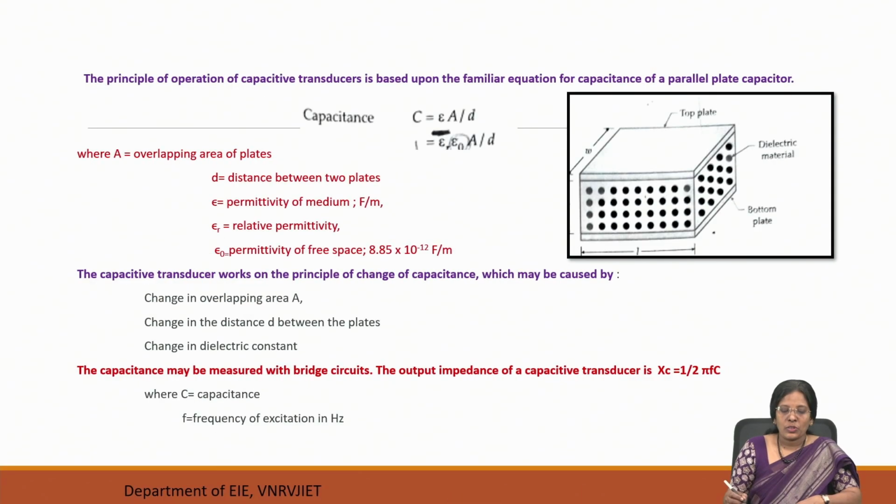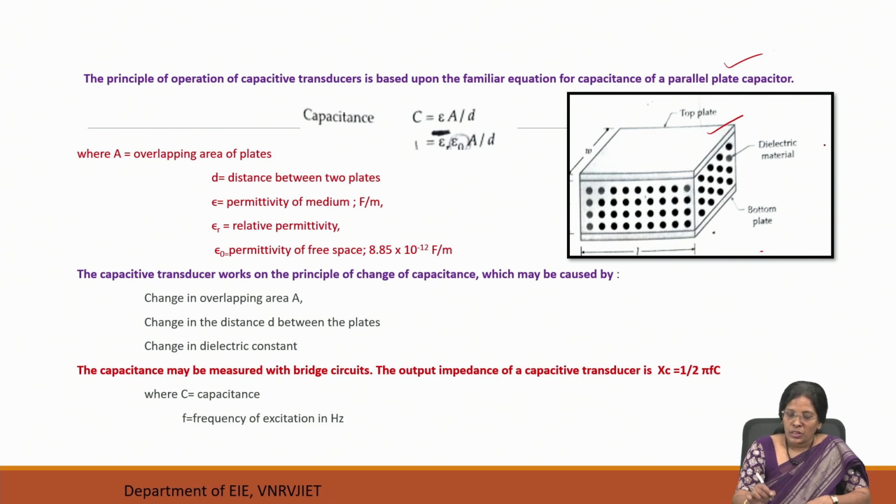Let's see capacitive transducers. The capacitive transducer's principle is based upon the parallel plate capacitor. In the picture here, it has a top plate and a bottom plate. Between these two plates, a dielectric medium is sandwiched. Here L is the length of the plate and W is the width of the plate.